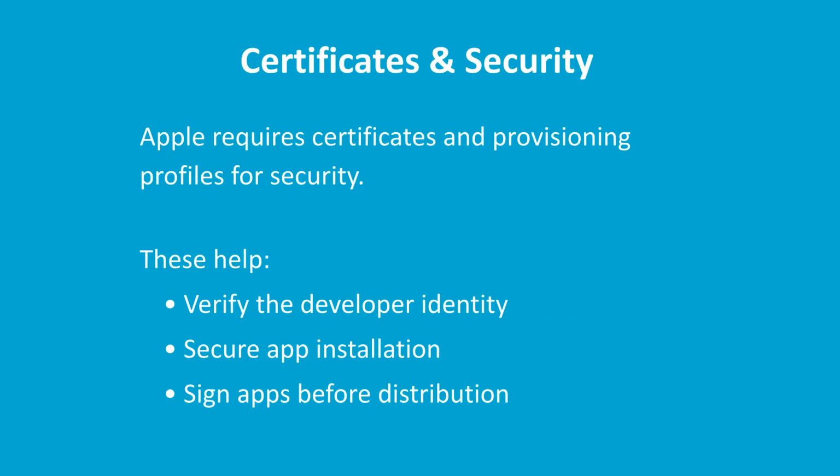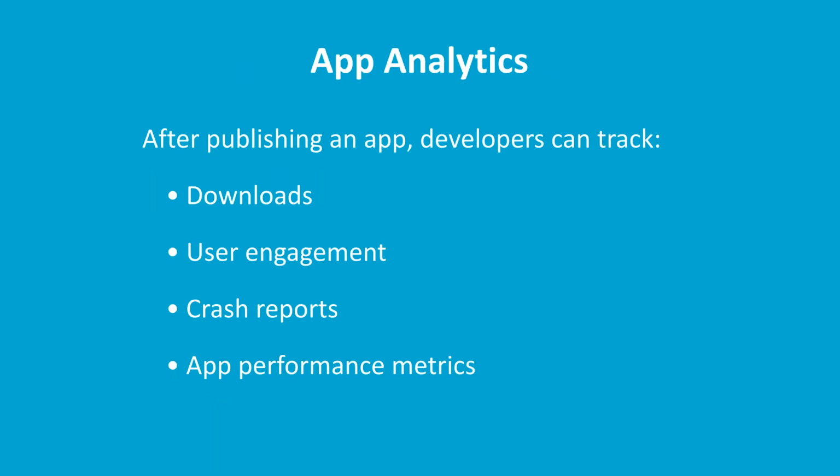Apple requires certificates and provisioning profiles for security purposes. These elements help verify the developer's identity, secure app installation, and sign apps before distribution. After publishing an app, developers can utilize App Analytics to track downloads and user engagement. They can also monitor crash reports and other app performance metrics.